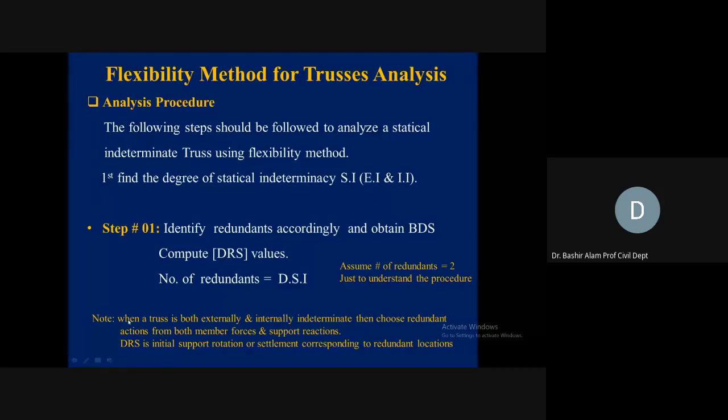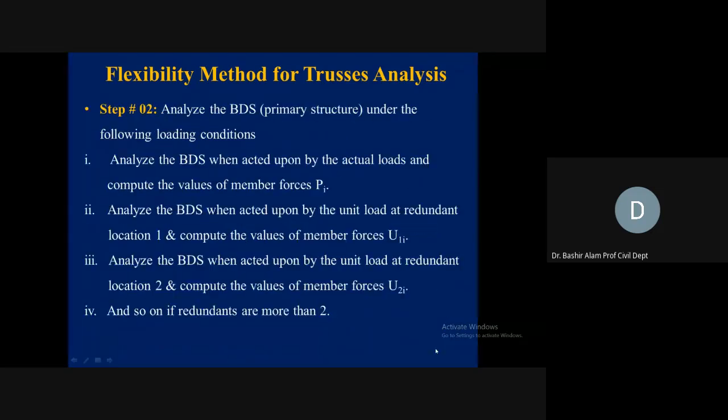Now, remember this note: when a truss is both externally and internally indeterminate, then choose redundant actions from both member forces and support reactions. DRS is the initial support rotation and settlement corresponding to the redundant locations. Step number 2: now we need to analyze the basic determinate structure.